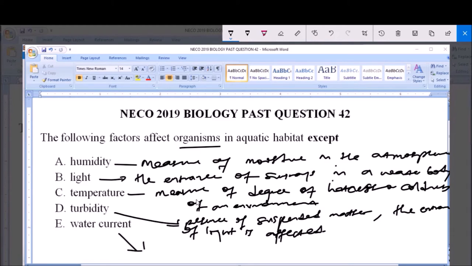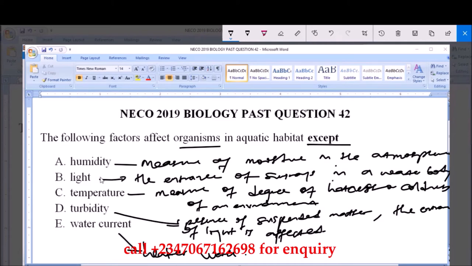Now, water current just simply refers to the activities in the water. That is, water currents are usually common in aquatic ecosystems and they increase erosion and turbidity. So it is simply like the water wave. That's what water current represents. Now, the following factors affect aquatic organisms in aquatic habitat, except. Now you see that option B says light.